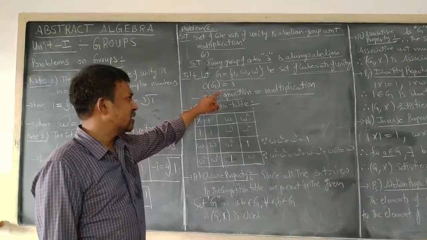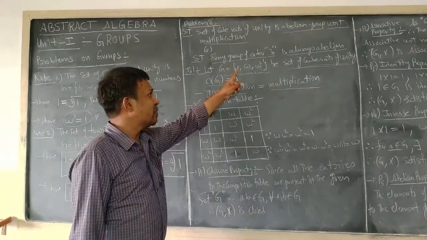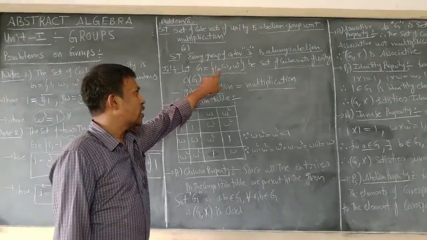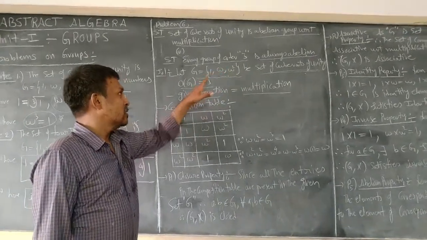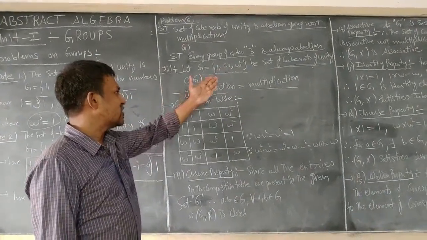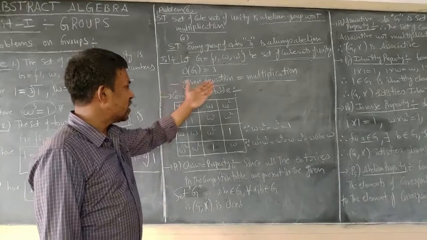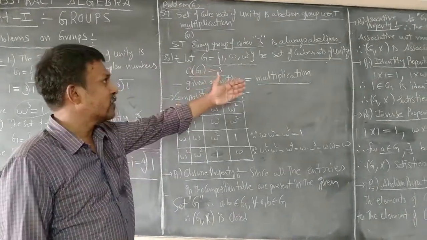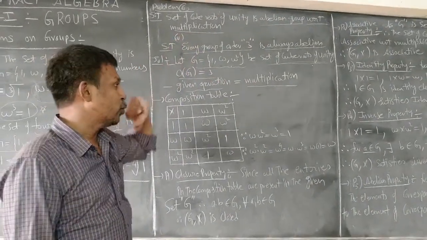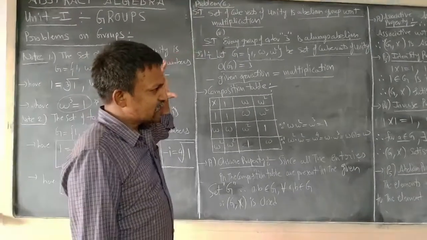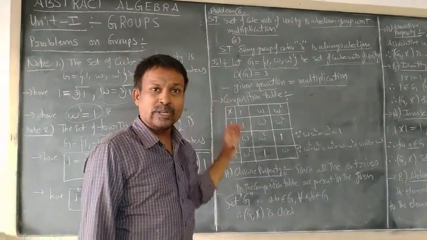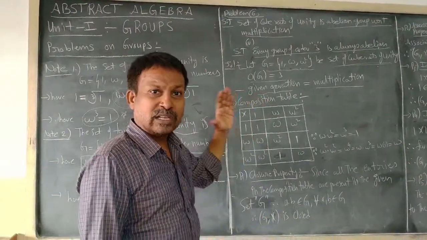Order of G is equal to 3, that is, the different elements in set G are 1, omega, omega square. Therefore I have taken order of G as 3 and the given operation is multiplication. It is also given in the statement to be proved. So it is a special problem which is proved by taking the composition table.